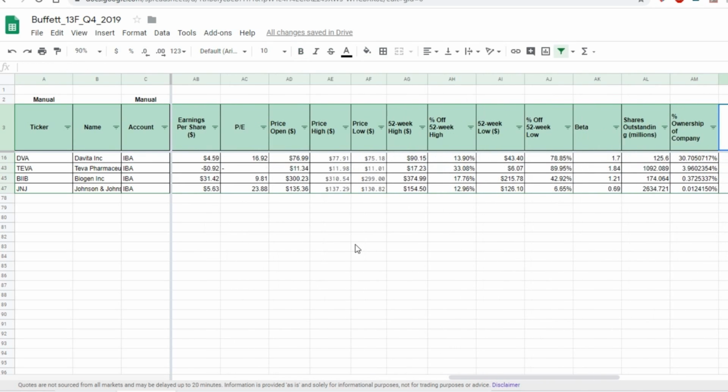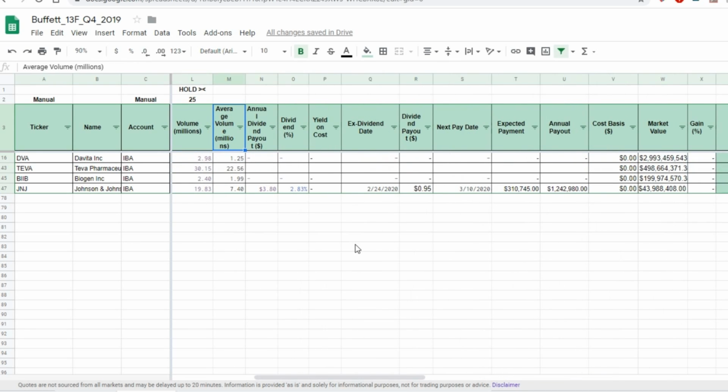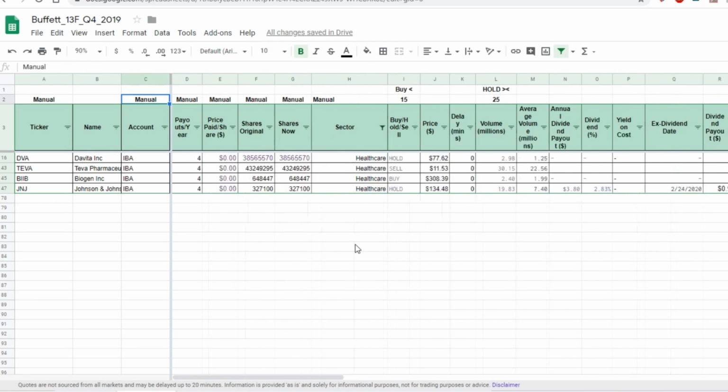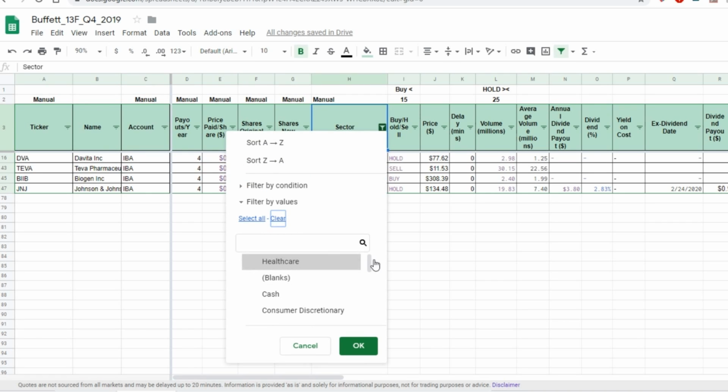And curious what ownership percentage he has in Johnson and Johnson. It's relatively small, less than a tenth of a percent, 4% for Teva, and almost 31% with respect to DaVita Healthcare. I knew he had a lot of DaVita, $3 billion worth, but I didn't realize that he owned close to 30% of it. So that's pretty astonishing to see.